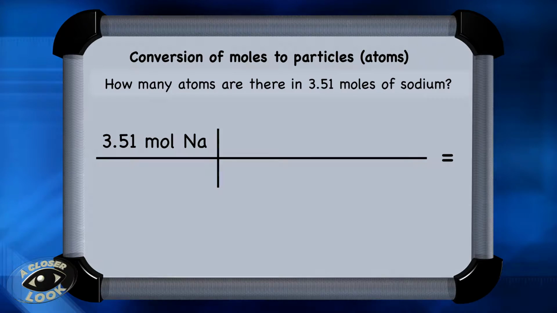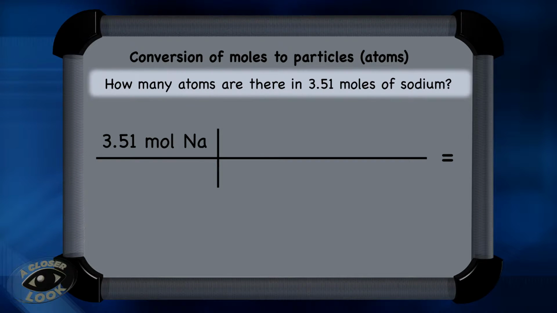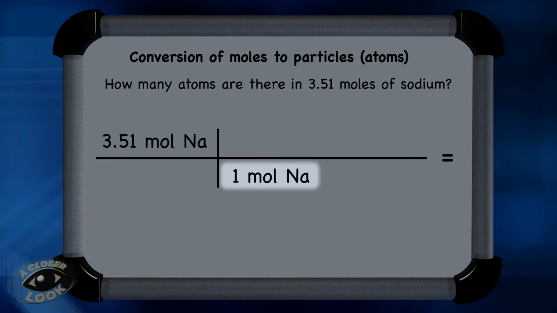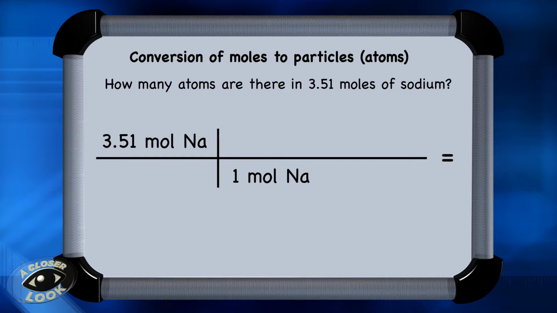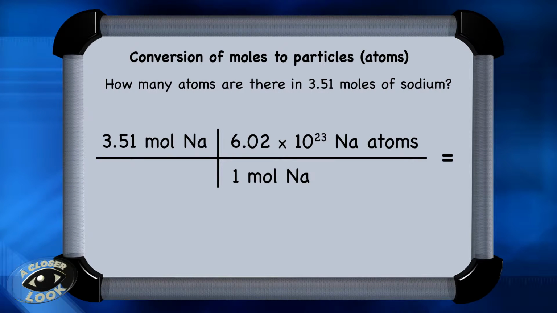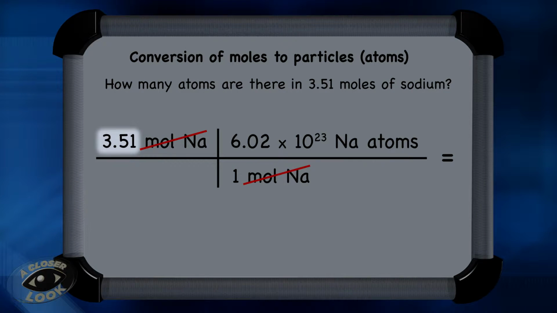For this problem, there are 3.51 moles of sodium given. The next step is to bring the units down, so put moles of sodium in the denominator of the second column. And 1 mole of sodium is the same as 6.02 times 10 to the 23rd sodium atoms, so I will write that in the numerator. Notice that the units of moles of sodium cancel, leaving atoms of sodium, which is what you are solving for. All that's left to do is to multiply 3.51 times 6.02 times 10 to the 23rd.